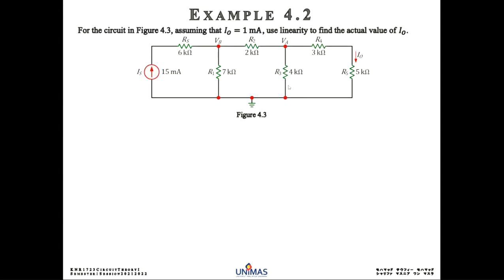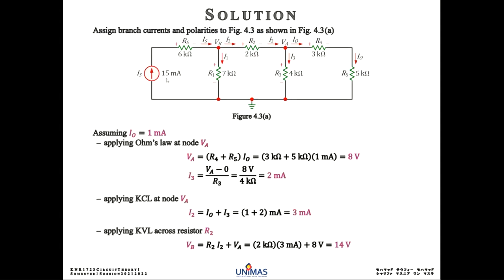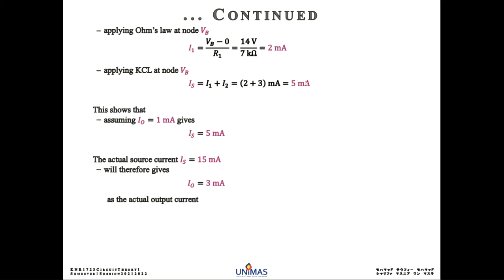So here it is given I naught is equal to 15. You assume I naught is 1 milliamp. If you assume I naught is equal to 1 milliamp, your Is is 5 milliamps.